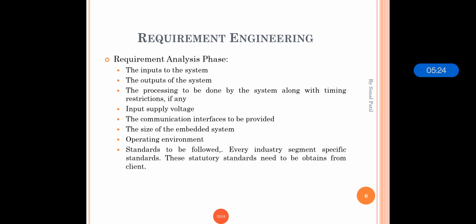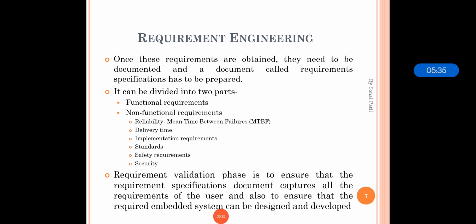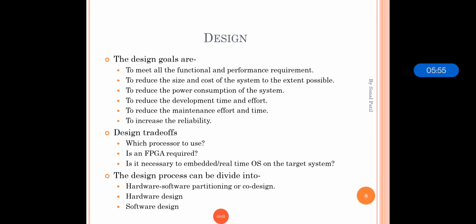So in the requirement analysis phase, we are taking the requirements from the client, that is input, output, processing to be done, input supply voltage, communication interfaces, standards to be followed. Then, as I said, we divide them into two parts, functional and non-functional requirements. And in the requirement validation phase, this is to ensure that the requirement specification document captures all the requirements of the user, and also to ensure that the required embedded system can be designed and developed.